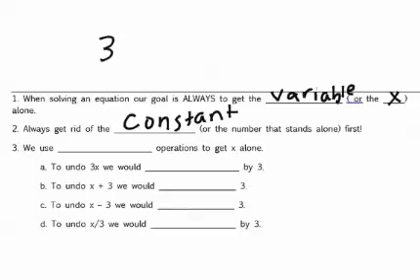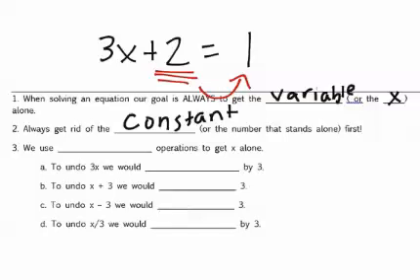So if we have 3x plus 2 equals 1, my variable obviously is the x, but the constant, which is the thing we want to get rid of first, is here. The constant is 2. It's that number that's standing alone. We want to get it on the other side to combine it with that 1. So how do we do this? We are going to have to use inverse or opposite operations in order to get x alone.